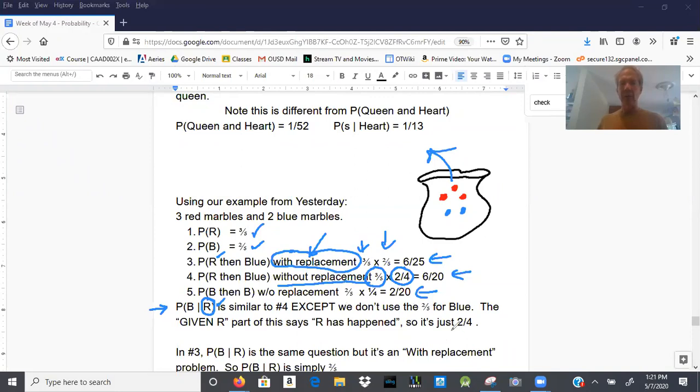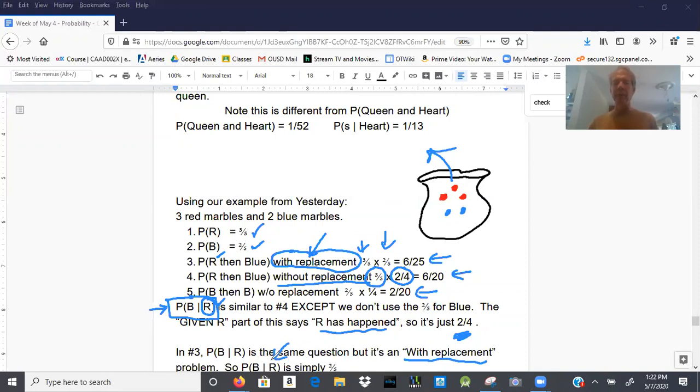It's just already happened. So the chance of me getting a blue is 2/4, because when it's written this way, this is saying red has already happened. You don't have to worry about if it happened or not. What's a little interesting, if you look at number 3, this one comes out the same way, because when I do it with replacement, it doesn't matter if red has happened yet or not, because I put the marble back in the bag. So the blue is still 2/3.